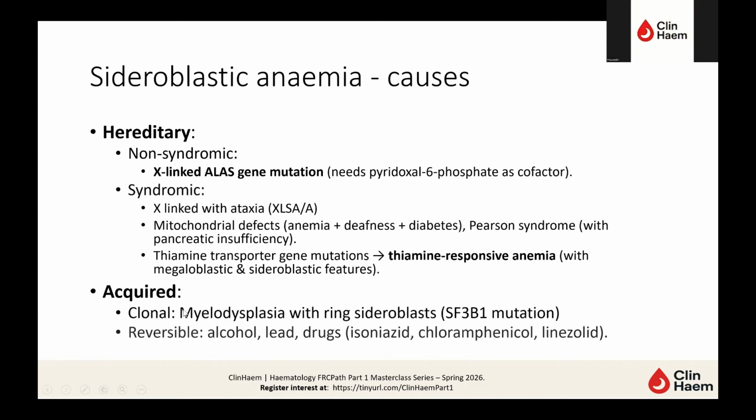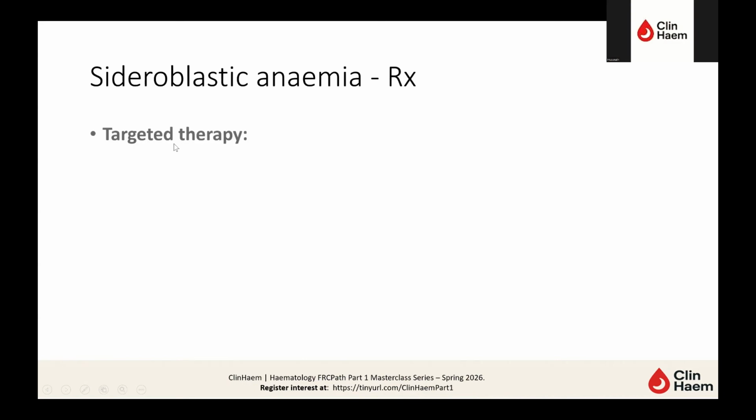Acquired, sideroblasts can be seen from lots of other problems. So clonal, like MDS, as you know, with ring sideroblasts with this mutation, but the other non-clonal causes like alcohol, drugs, especially isoniazid, can cause it. So of course, seeing sideroblasts doesn't automatically mean hereditary sideroblastic anemia.